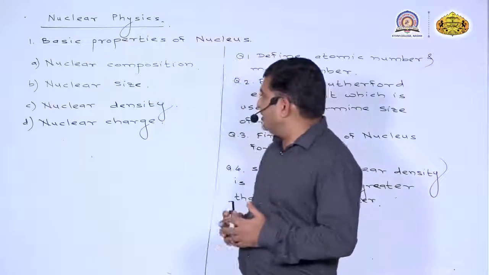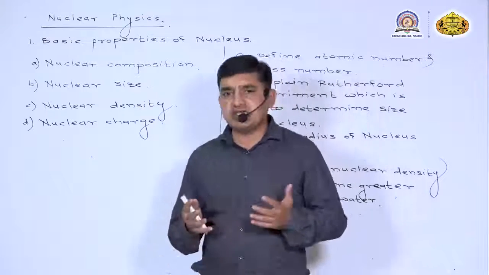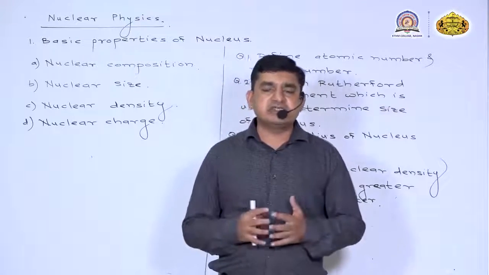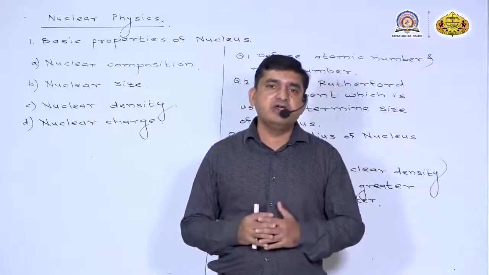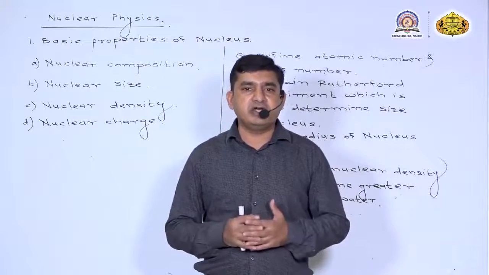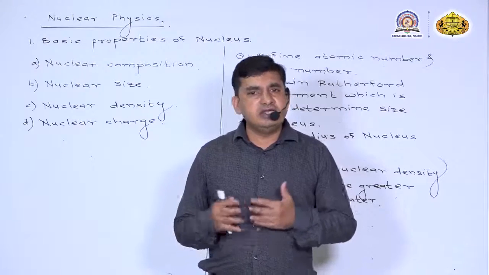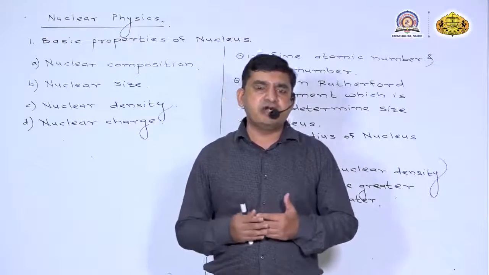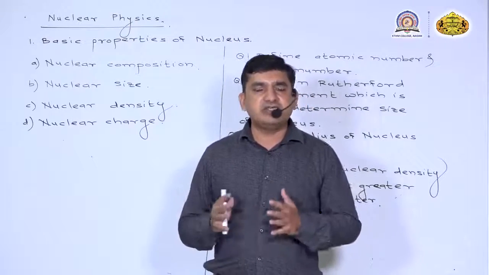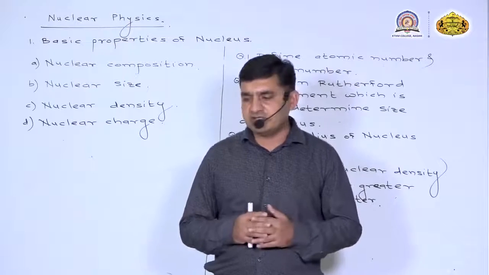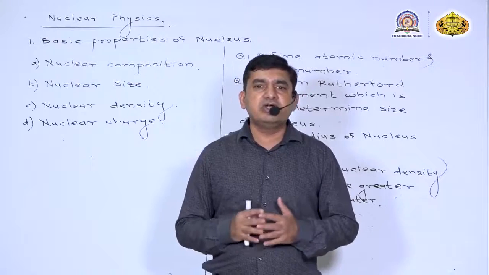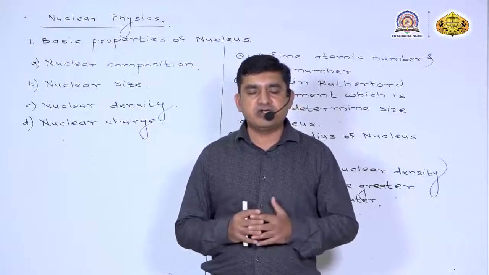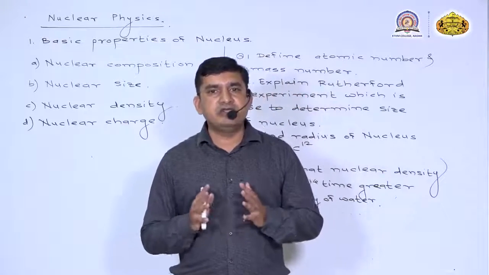Then second property is nuclear size. Nuclear size can be determined by using Rutherford experiment. Rutherford bombarded alpha particles on gold foil, and he observed that there is a massive part which is concentrated at the center of the atom, and that is the nucleus. And the size of the nucleus, or the radius of the nucleus, is about 10 raised to minus 14 meter or 10 raised to minus 15 meter.